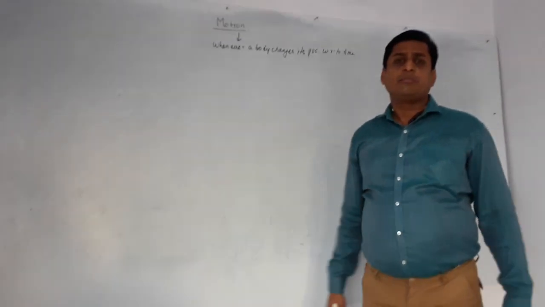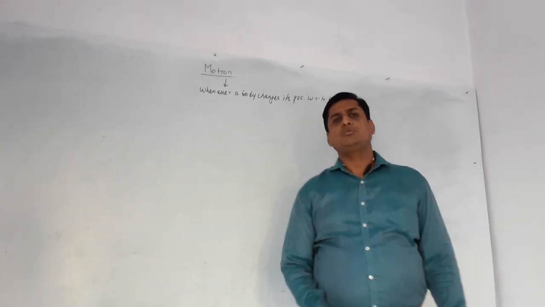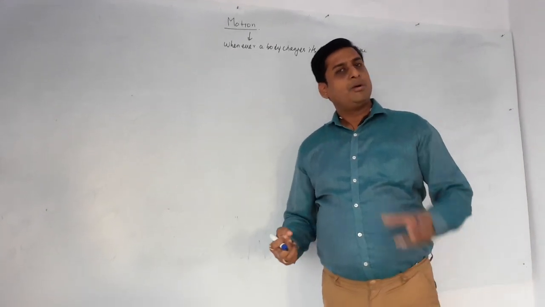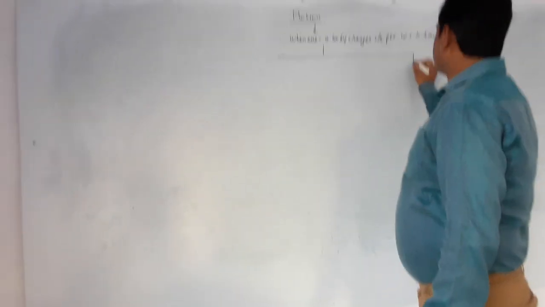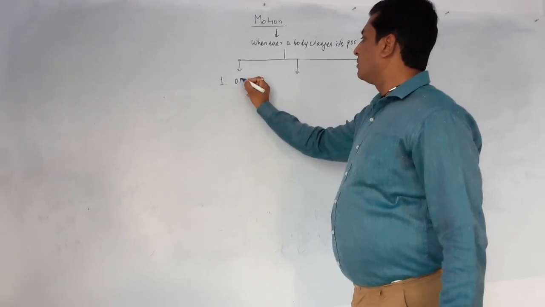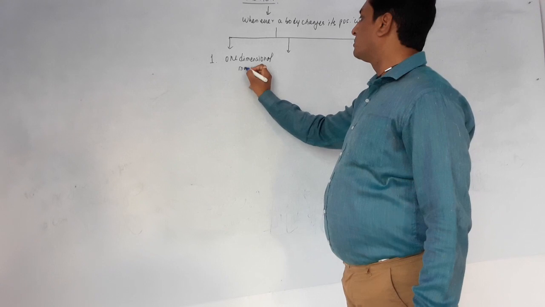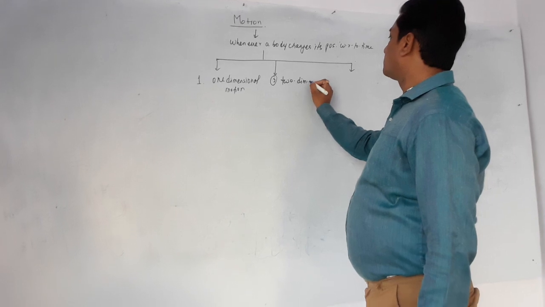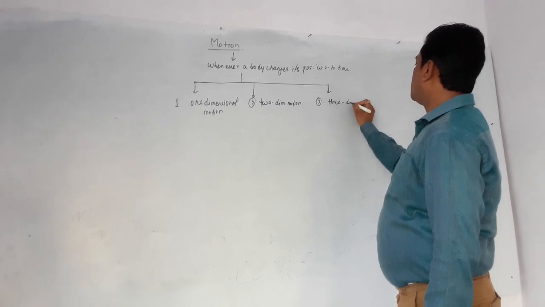Now, motion can be of different types. Might be you have heard of rotational motion, translatory motion, linear motion, angular motion. So many types of motion you have heard. But when you talk about the types of motion, there are three types. One type is one-dimensional motion. Second type is two-dimensional motion. And the third type is three-dimensional motion.